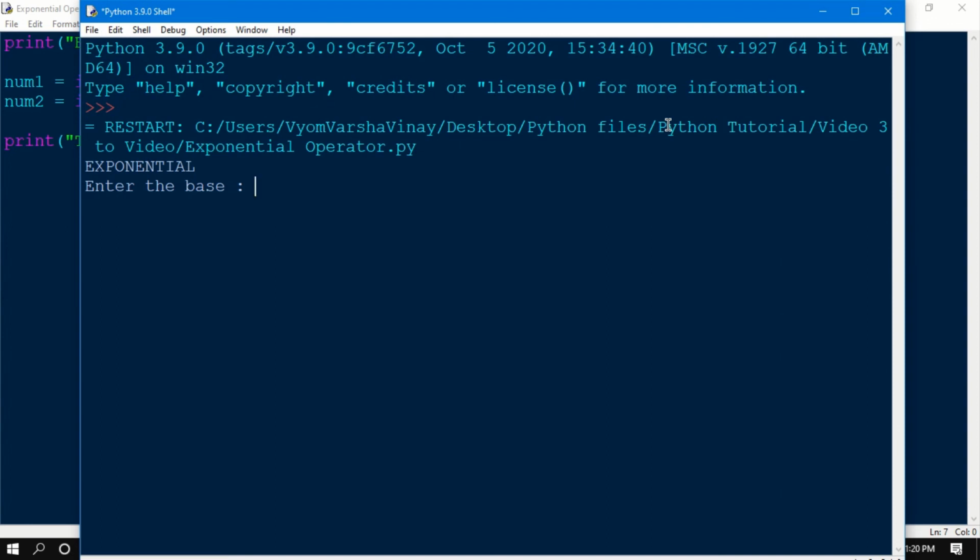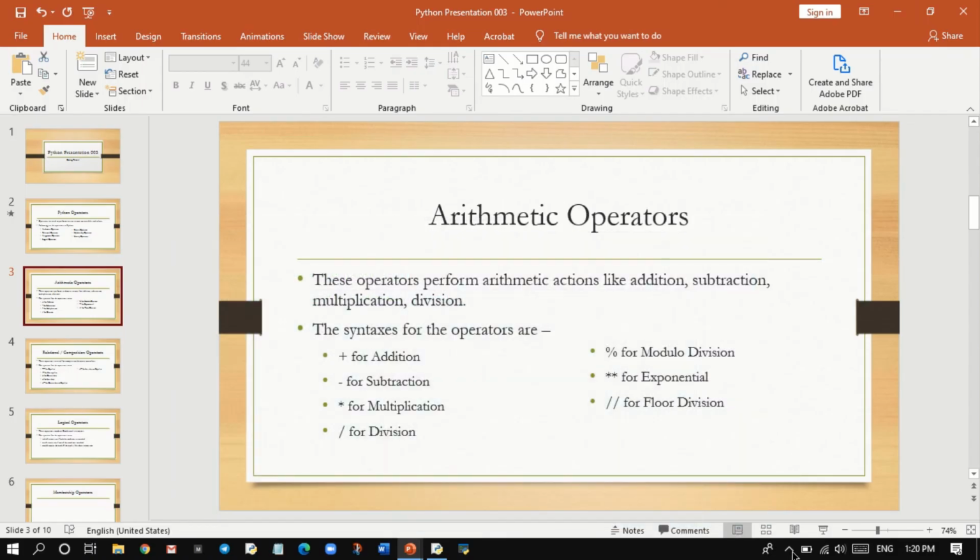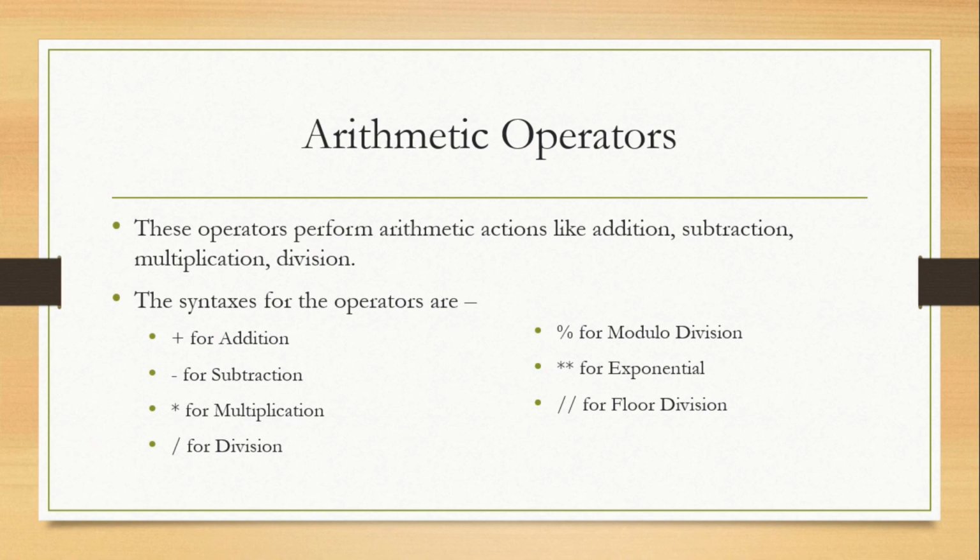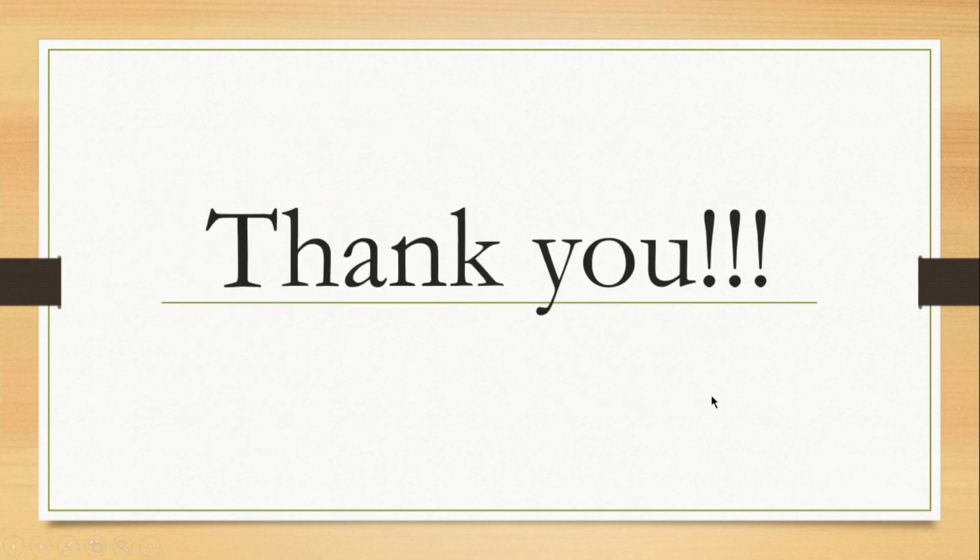So enter the base. Let's take base as 2 and power as 2. We know that 2 to the power 2 is 4. So 2 to the power 2 is equal to 4. I hope you understood all the arithmetic operators. In the next video, I will be showing you the next type of operator, that is the relational operators.